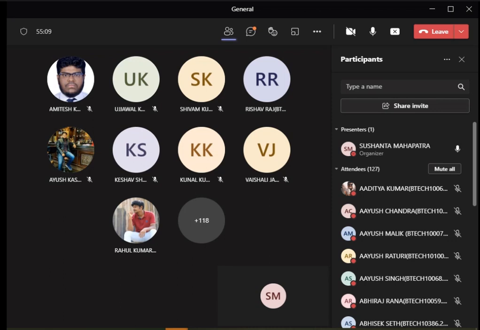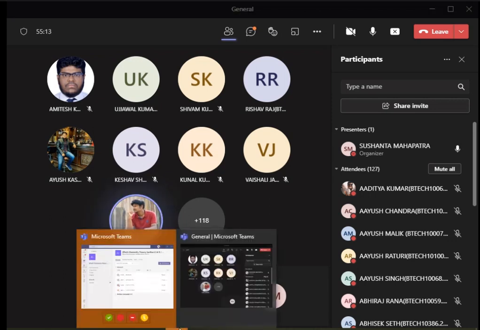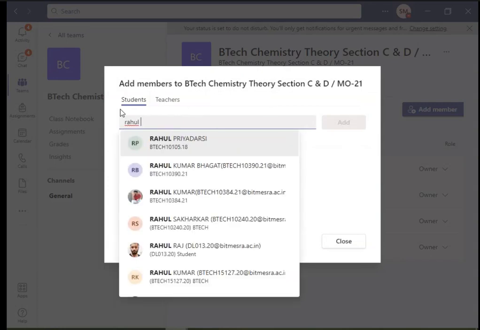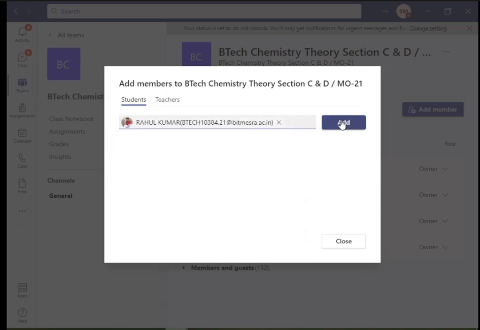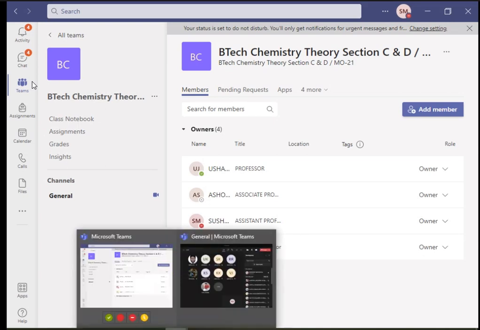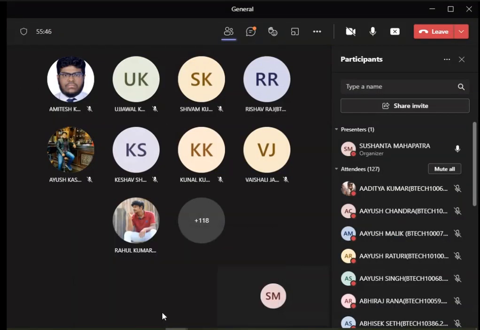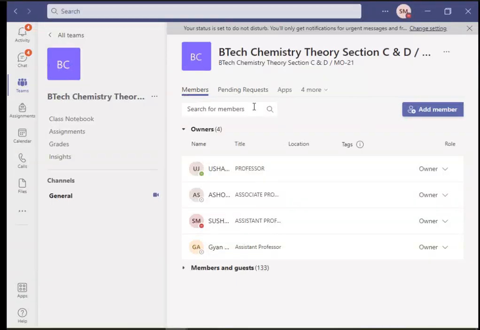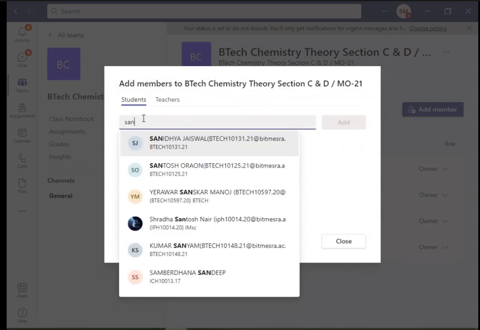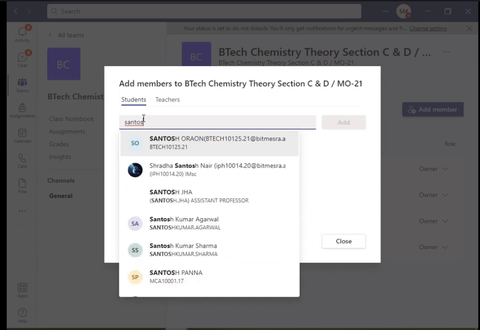Sir, please add me in the chemistry group. I'm not added. Sir, Rahul Kumar. Rahul Kumar, the third one. Your roll number 384? Yes. Then Santosh Oraon. Is there anyone else? Santosh Oraon, sir. Spelling? S-A-N-T-O-S-H. Yes sir, the first one.